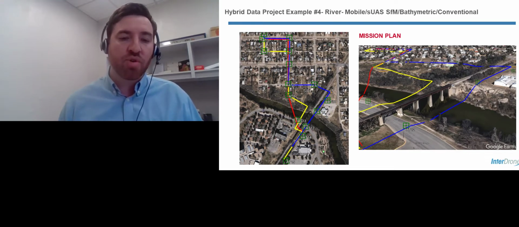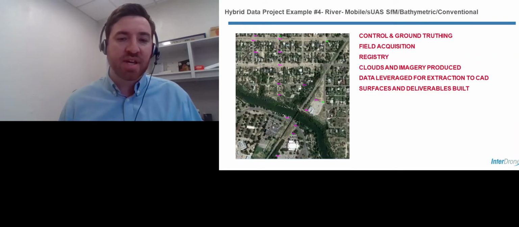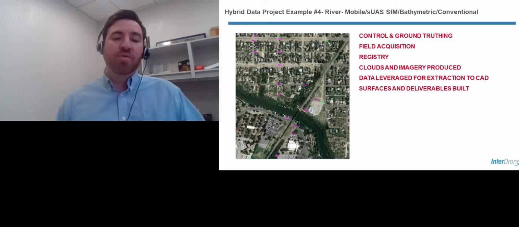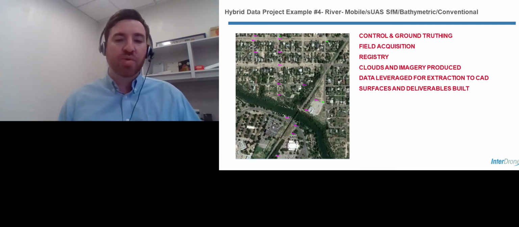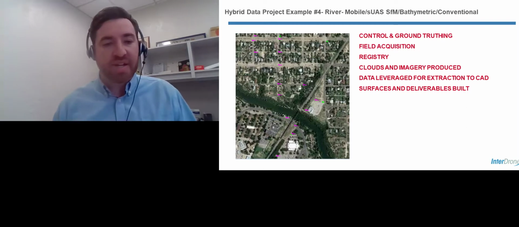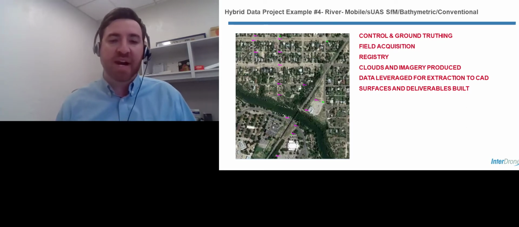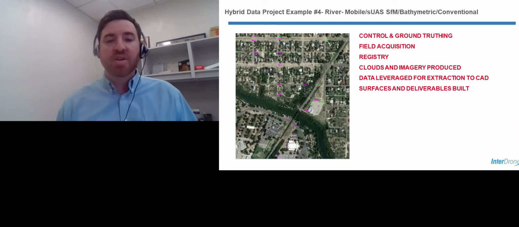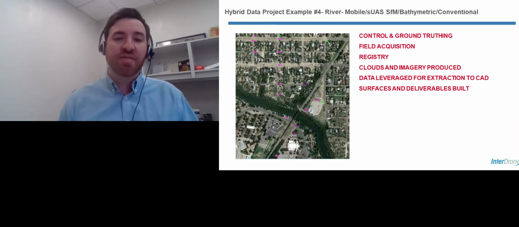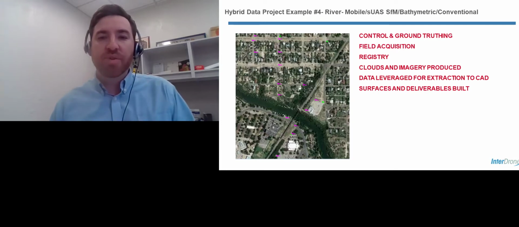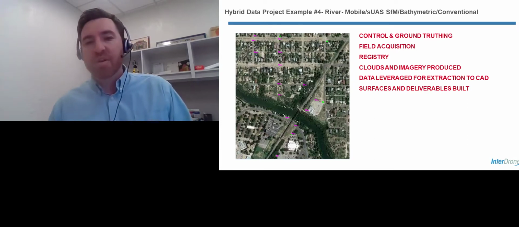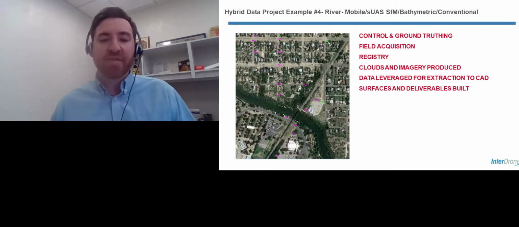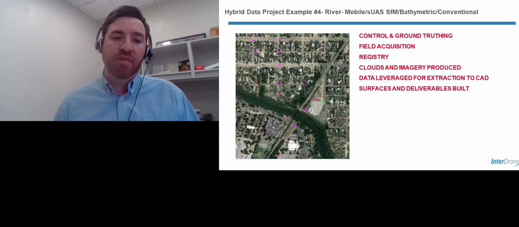We lay out our control. That's what those ATs are that you see. Field people go out, we shoot our control, and we do some ground truthing that we know we're going to have to get because of vegetation. We want to verify bare earth in those areas. We go out, we do our field acquisition. On this, as I show there, we used mobile. We used drone for the ortho. We use drone LiDAR. We use bathymetric, and we use conventional data. So five different versions of acquisition data on this.